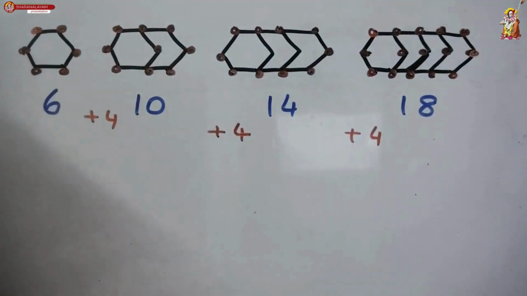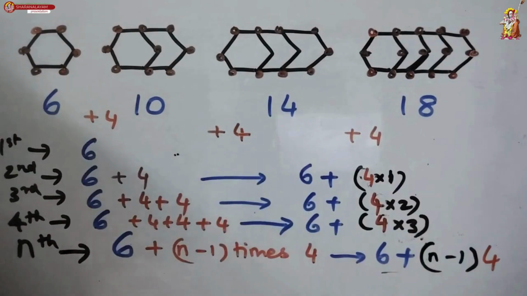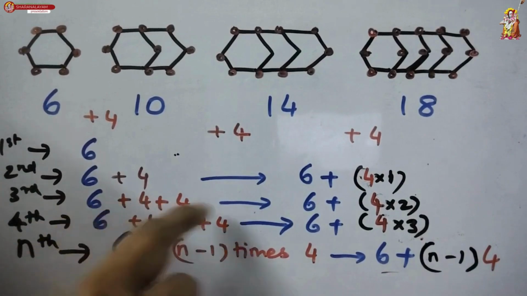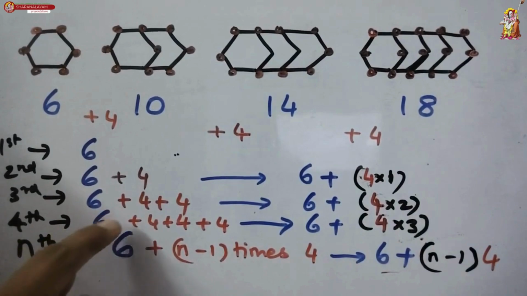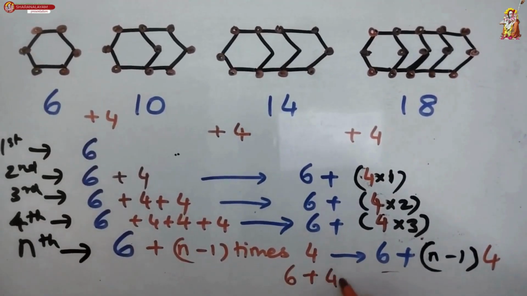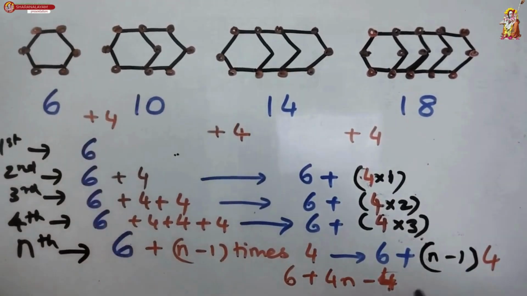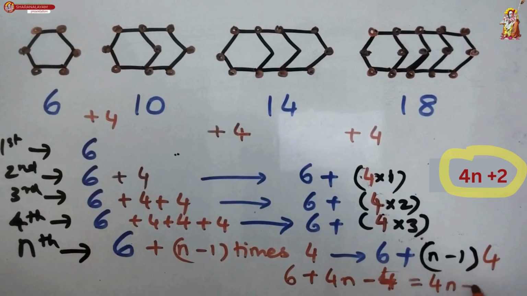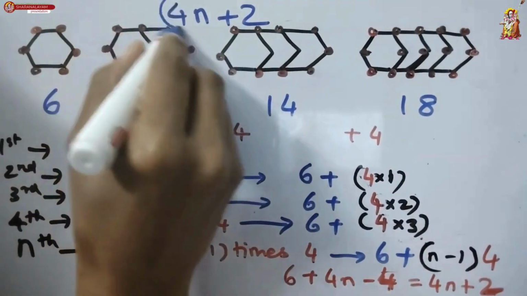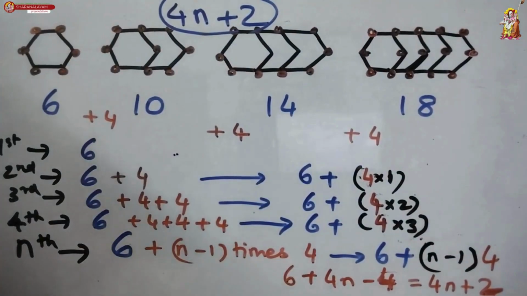So, now how will we find out the general rule for this pattern? Same thing, right? First one will have 6 matchsticks. Second one will have 6 plus 4. Third one will have 6 plus 4 plus 4, that is 6 plus 4 times 2. Fourth one will be having 6 plus 4 plus 4 plus 4, that is 6 plus 4 times 3. So the nth one will be having 6 plus 4 plus 4 plus 4, but n minus 1 times. So which is 6 plus n minus 1 times 4, which gives you 6 plus 4n minus 4, which is 4n, 6 minus 4 gives you 2. So this is 4n plus 2. So the rule for this is 4n plus 2. Okay. So that's the rule for this pattern.